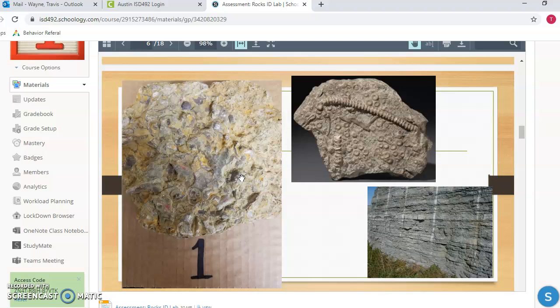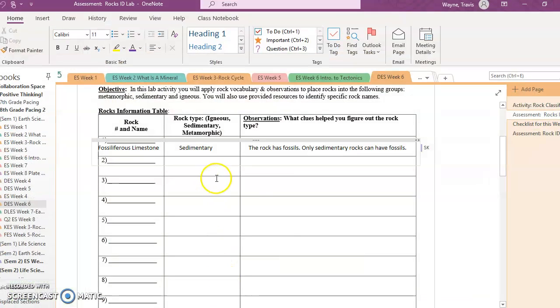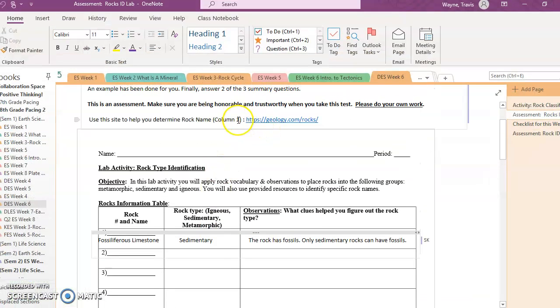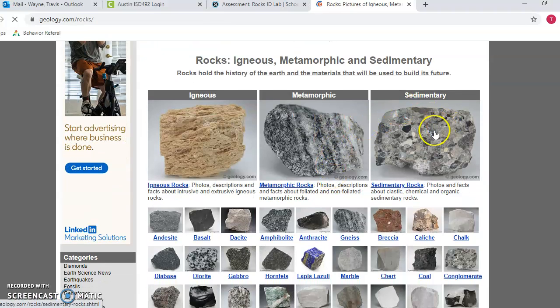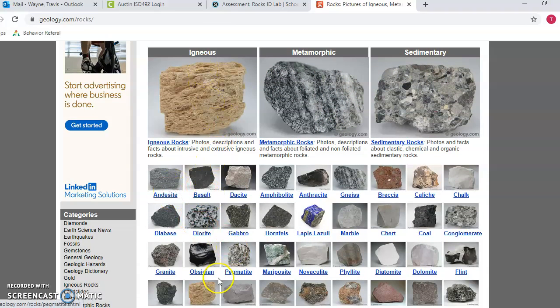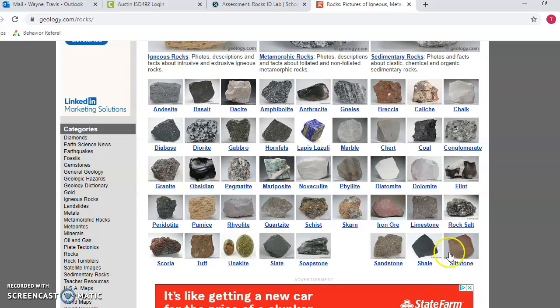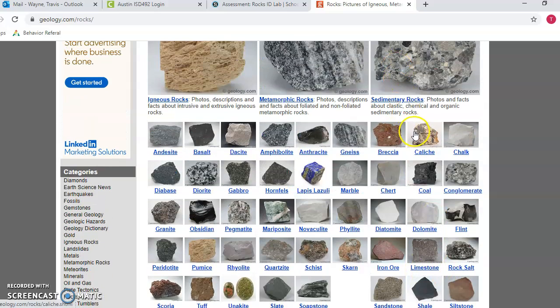Now, the other part that you're wondering is, how do we know what the rock's name is? Where do we find this information? On OneNote, at the top here, there is a website that you can access that is going to show you different pictures of the rock types. Under igneous is your igneous rocks, under metamorphic is your metamorphic rocks, and under sedimentary is your sedimentary. We said the first one was limestone. So when we look through here, limestone is one of the options under sedimentary.